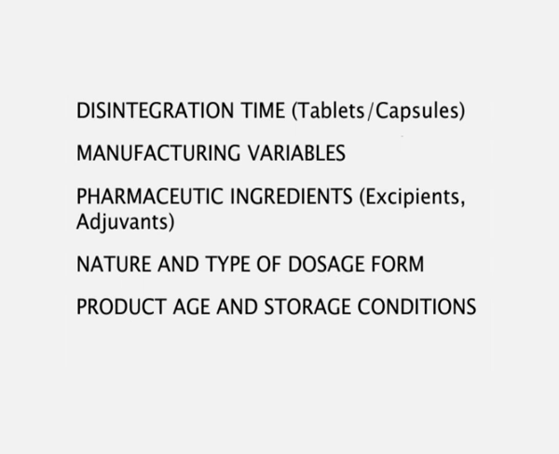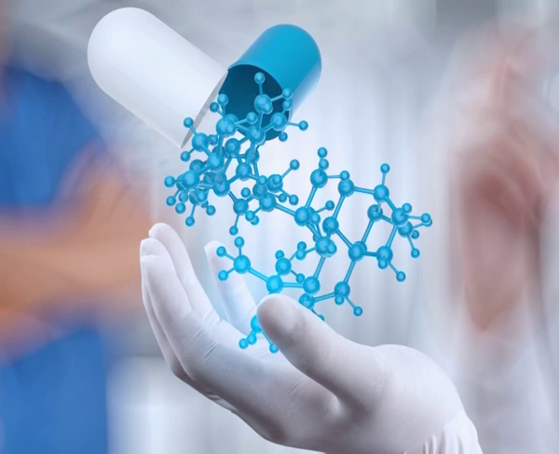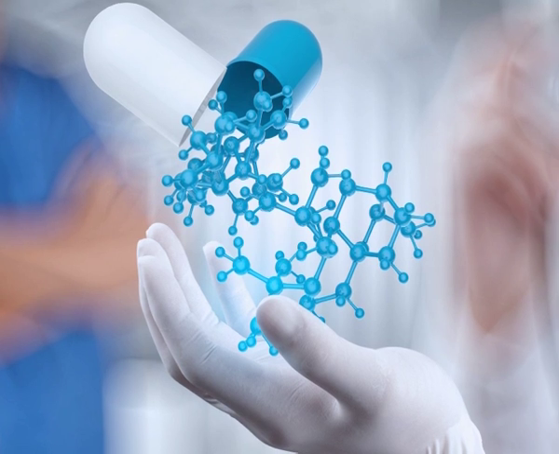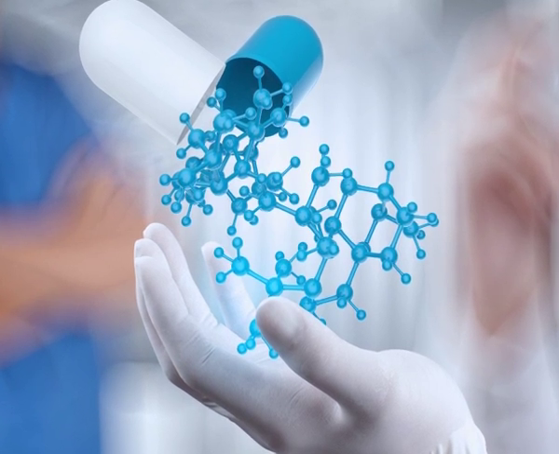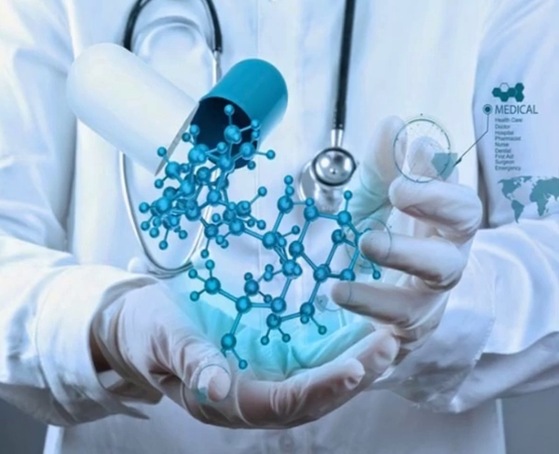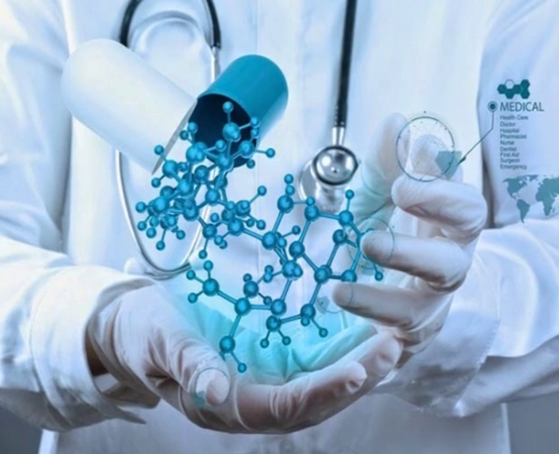The formulation factors are disintegration time, manufacturing variables, pharmaceutical ingredients which involve excipients and adjuvants. Next is nature and type of dosage form and product age and storage conditions. Rapid disintegration is important to have a rapid absorption. So, lower disintegration time is required.